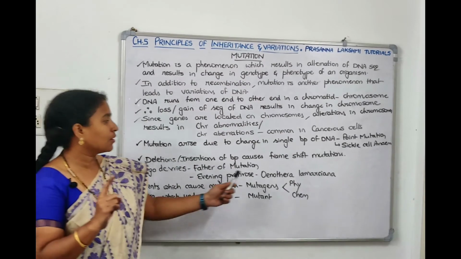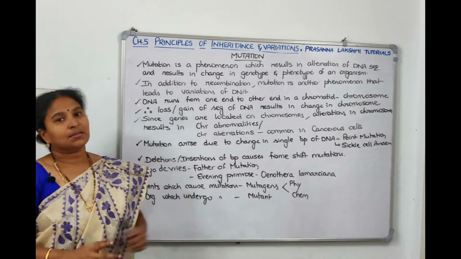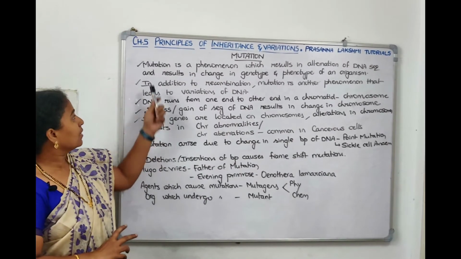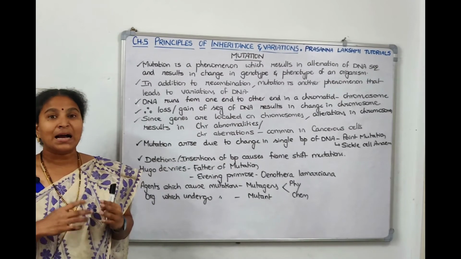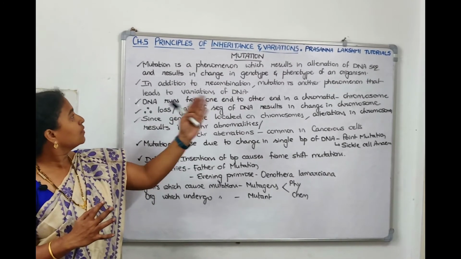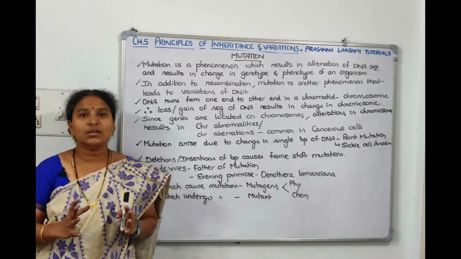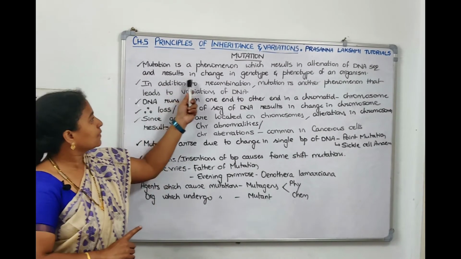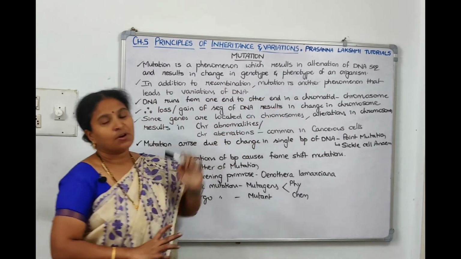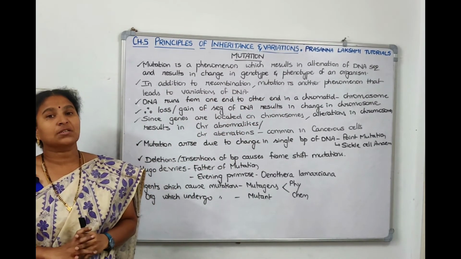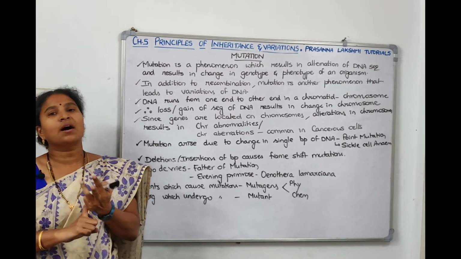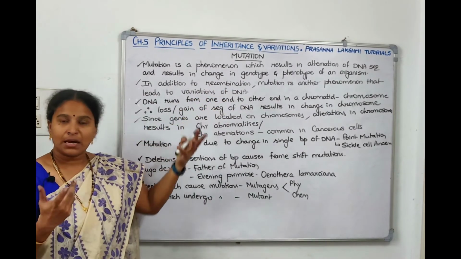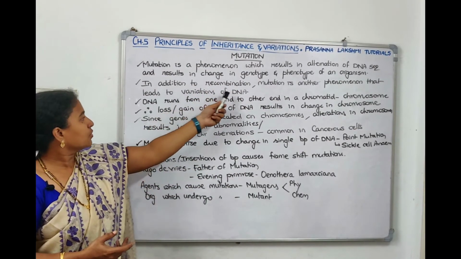Its scientific name is Oenothera lamarckiana. He conducted mutation experiments. So what is mutation? Mutation is a sudden change in the genetic material. It is a phenomenon which results in alteration, in changes in the DNA sequence. If there is a change in DNA sequence, then the genotype will change as well as the phenotype. Now, variations are because of recombinations and also because of mutations. In addition to recombinations, mutations are also a reason for variations in the DNA.